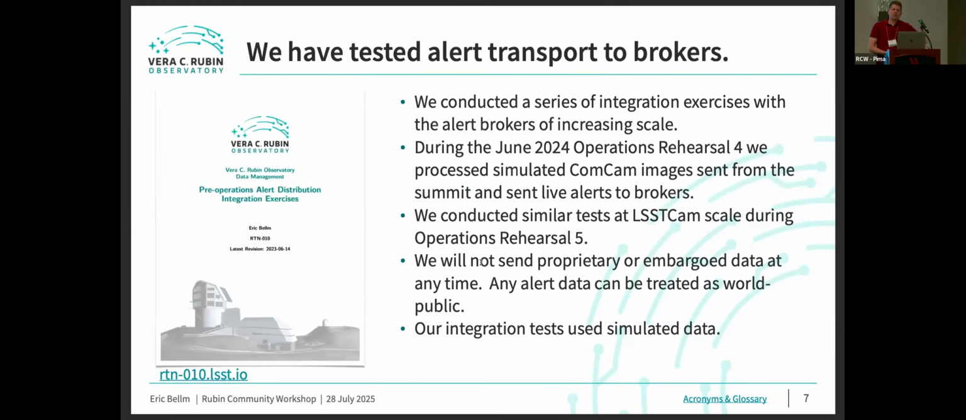We have done some exercises with these brokers to try to get ready for the full Rubin stream. So we did a couple of exercises as part of Rubin's operations rehearsals, where we were processing simulated data, simulated images, and sending them with the production Kafka services to the brokers. I think we learned a number of things from those exercises, among them that simulated images are not as informative as real data, but they were a way to test that the connections were working and that we understood the interfaces. In particular, the alerts are designed to be world public, and so our aim is to always send public data to the brokers.